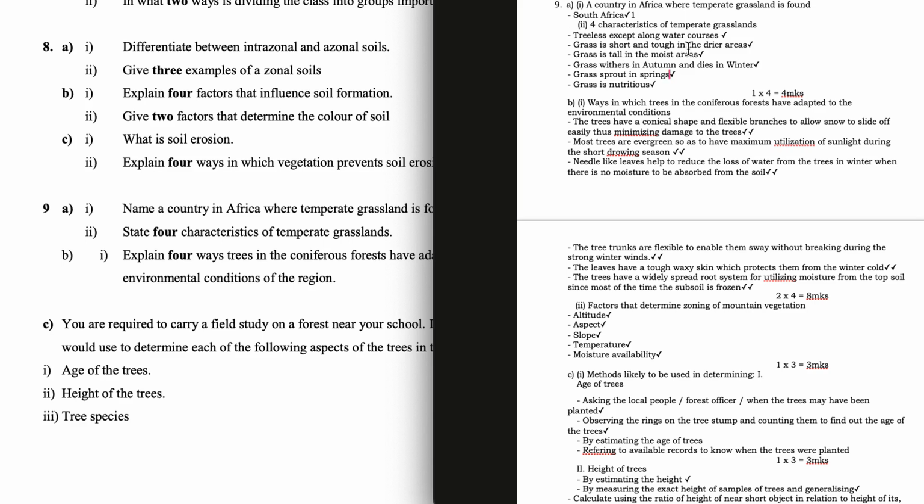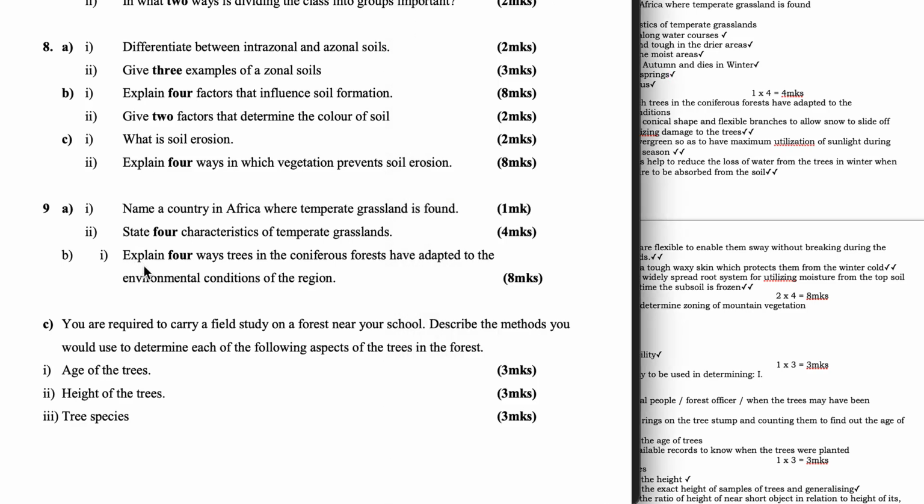Treeless except along water courses. Grass is short and tough in the drier areas. Grass is tall in the moist areas. Grass withers in autumn and dies in winter. Grass sprouts in spring. Grass is nutritious.